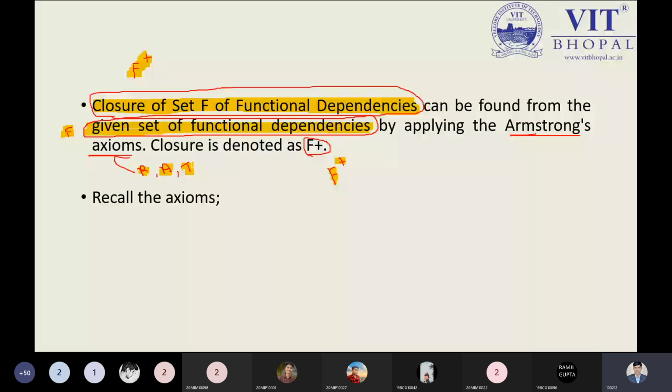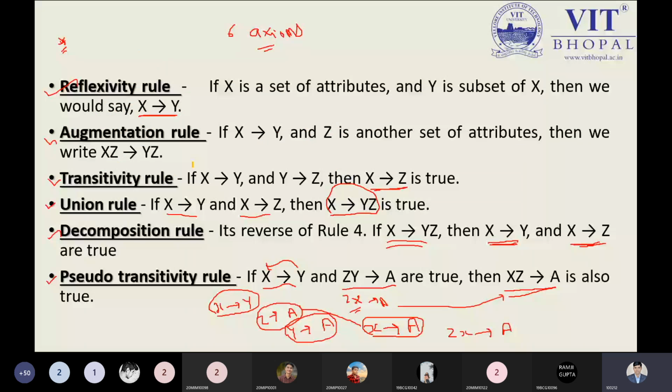No need to describe the reflexive rule again here, but once again for betterment: if X is a set of attributes and Y is a subset of X, then X determines Y. That is reflexive. The augmentation rule says, in a simple way, if X determines Y and Z is another set of attributes, then Z is added at both ends.